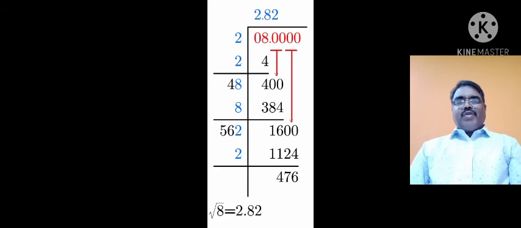Children, multiply what you get. 563 into 3, which is more than 1600. Hence we cannot take 3 here. Multiply 562 into 2, which gives 1124. The remainder is 476. Square root of 8 is 2.82.